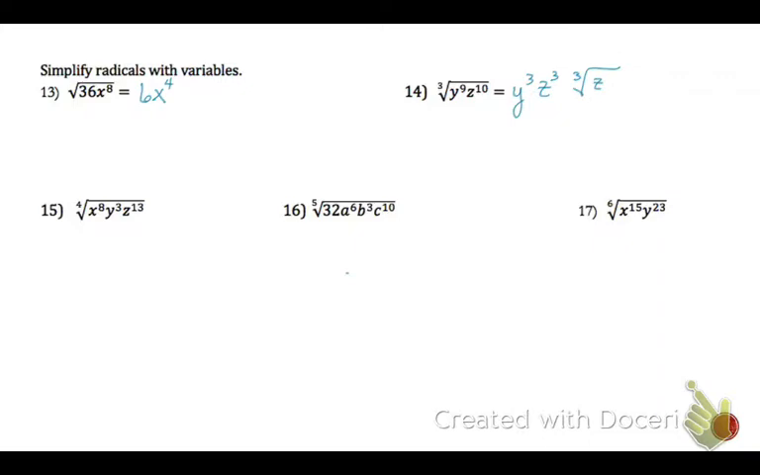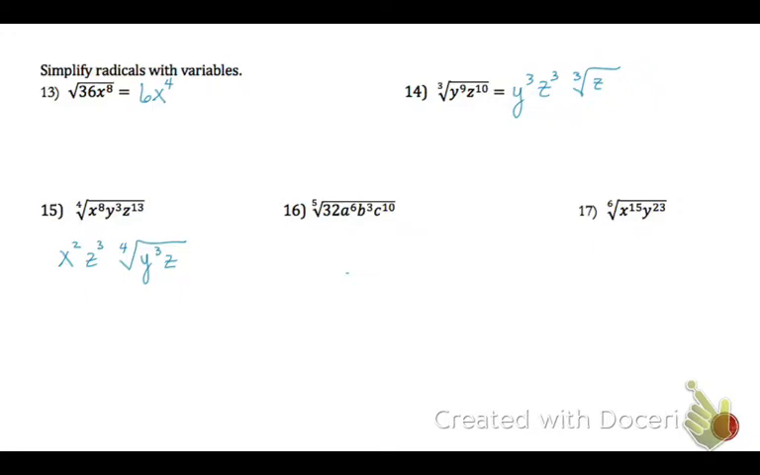Now 15, we're looking for groups of 4 variables. So how many groups of 4 x's are there in x to the 8th? Well, there are 2, or x squared. There is not any group of 4 y's, so that stays underneath. And there are 3 groups of 4 z's in z to the 13th with 1 z left, and so that has to stay under our 4th root.